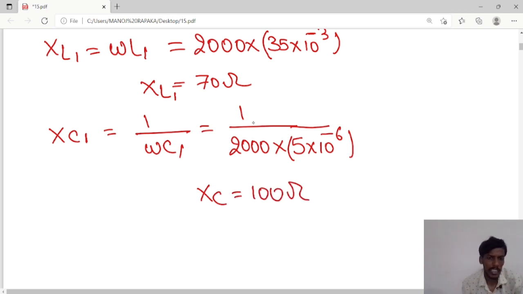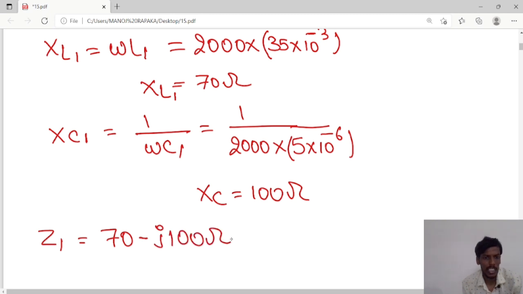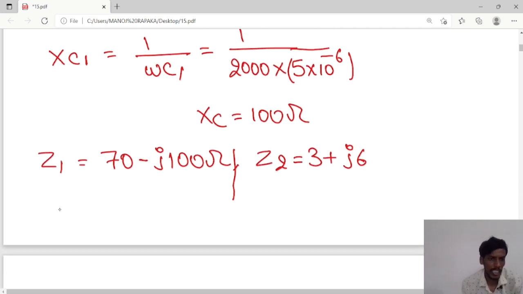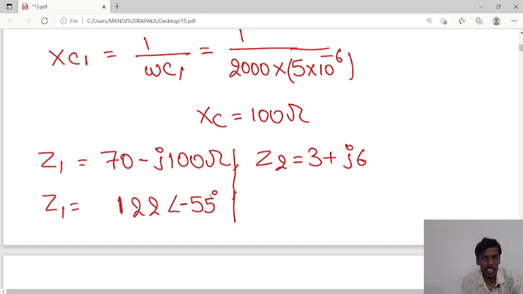So we can take these values into the Z value. Z1 equal to 70 minus J100. This is the Z1 value, and the Z2 value he has already given as 3 plus J6 ohms. As these are in rectangular form, we can convert them into polar. Z1 equal to 70 minus J100 in polar form is 122 at an angle of minus 55 degrees.